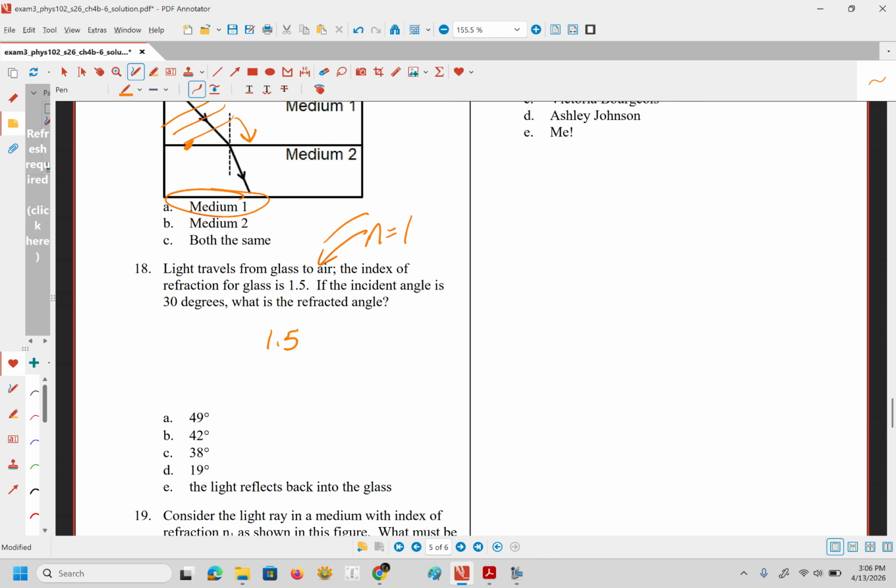1.5 sine of 30, that's our incident angle, is equal to 1 sine of theta. If I solve that for theta, I get 49 degrees.